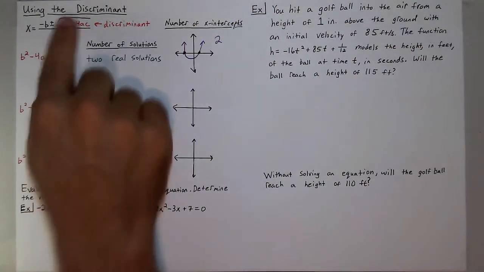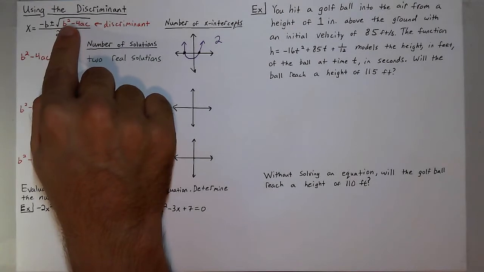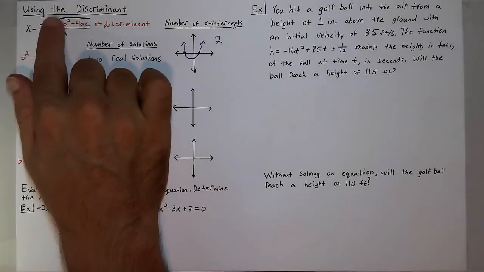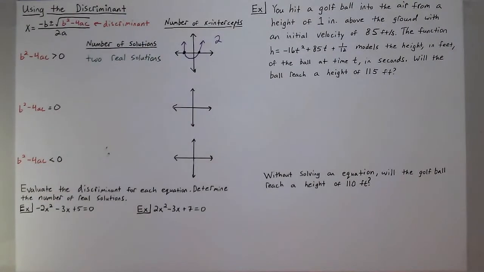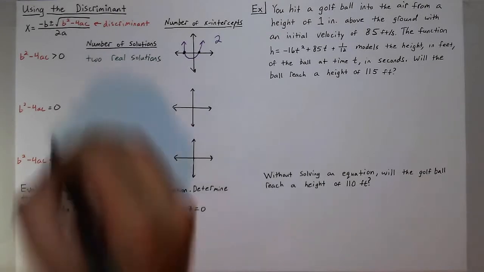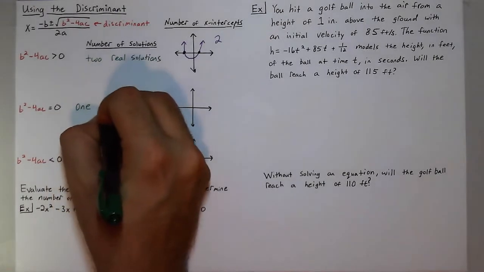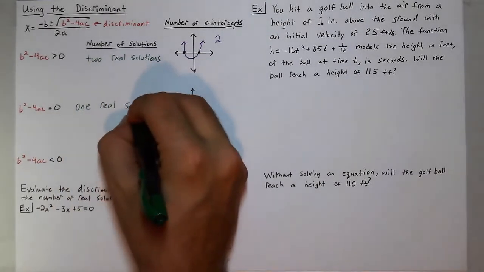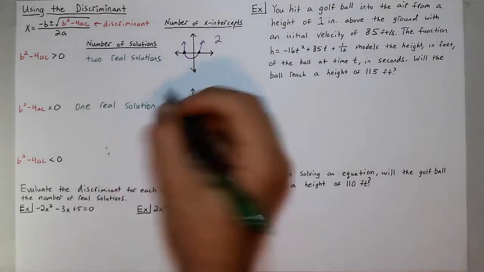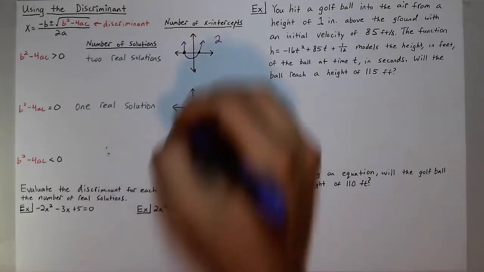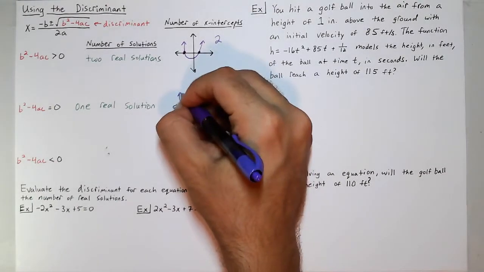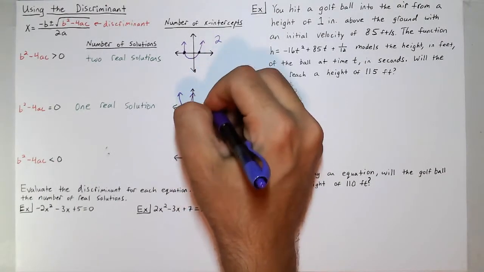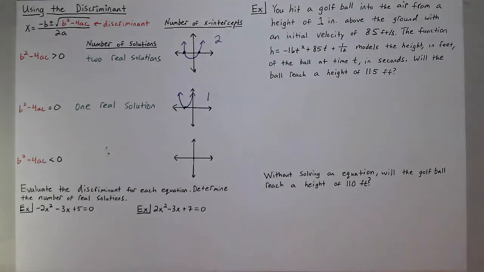Now, if this number underneath the radical is 0, as learned in a previous example, that would just be negative b plus or minus 0, just giving us one solution, which would be negative b over 2a. So this would be one real solution. What that looks like on a graph is whenever the parabola just touches the x-axis once and then turns away from it, giving you just one x-intercept.